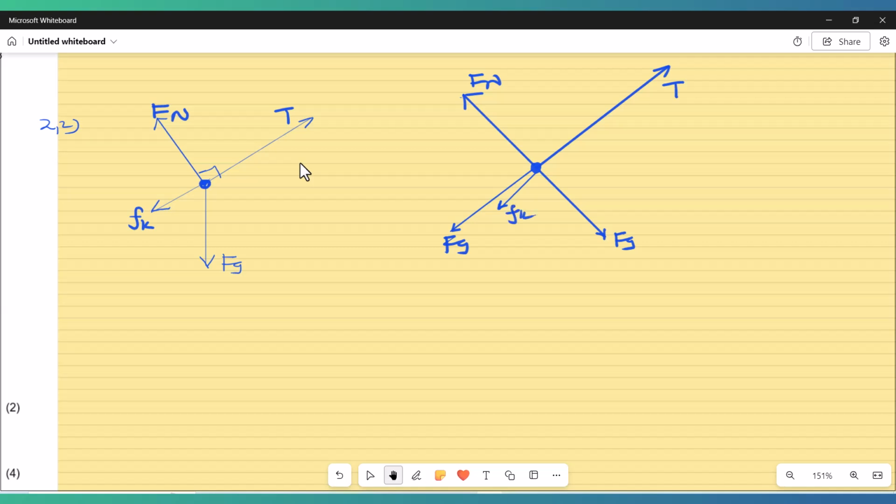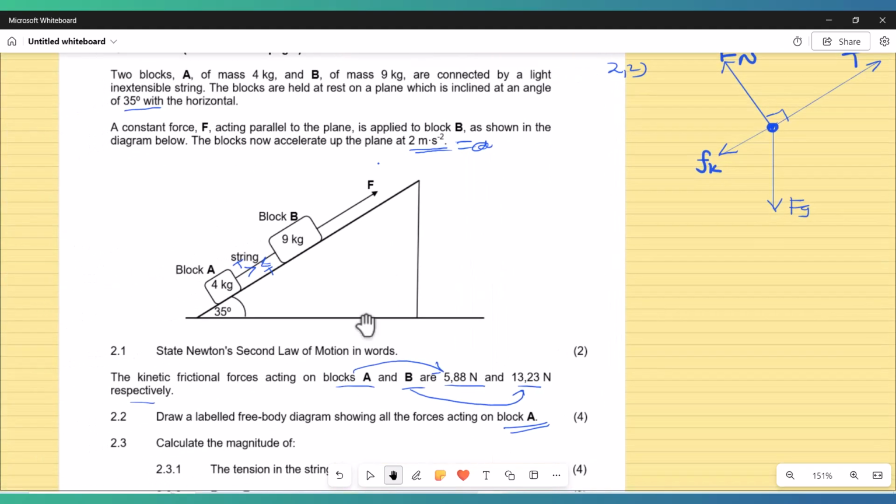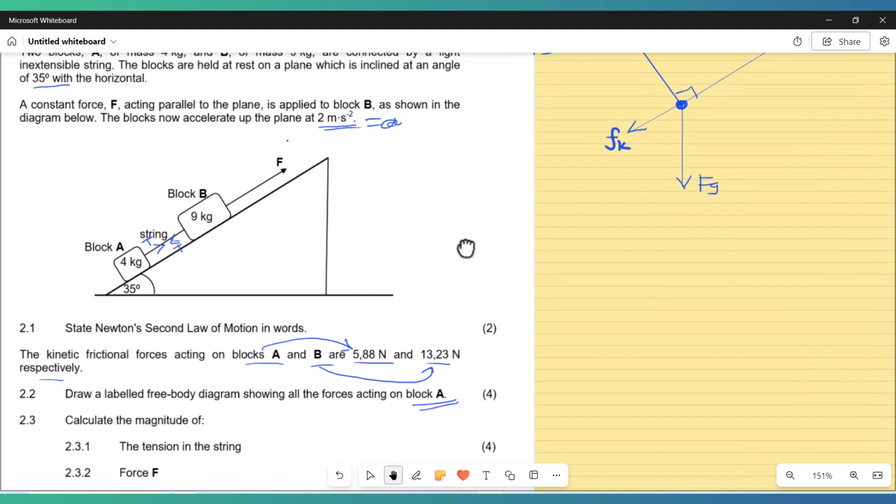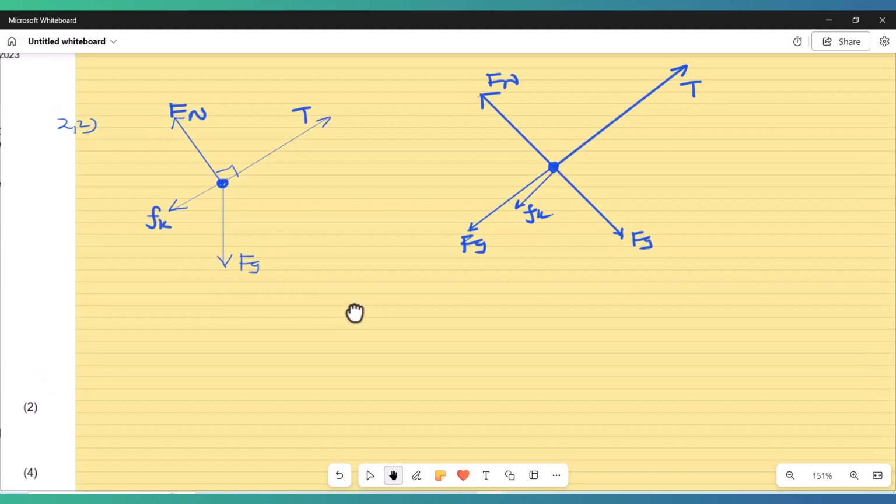Now the question says calculate the tension force. Okay, let's check what we have now. What do we know? We have the mass of the block A. The tension is here. Then we have the angle at 35. The mass is 4 kg, and acceleration is 2 meters per second squared. Hope we are together, guys. Let's see what to do now.